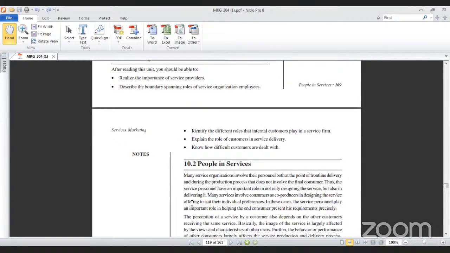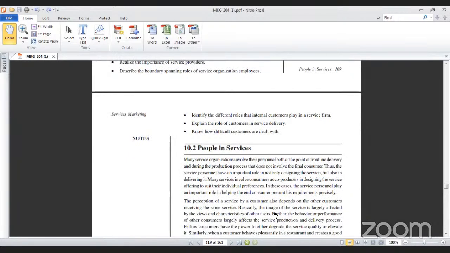People in service: many service organizations have personnel both at the point of frontline delivery and during the production process that do not meet the final customer. Thus, the service personnel have an important role in not only designing the service but also in delivering it. Many services involve customers as co-producers in designing the service offering to suit their individual preferences. In this case, the service personnel play an important role in helping the end customer present his requirements clearly.